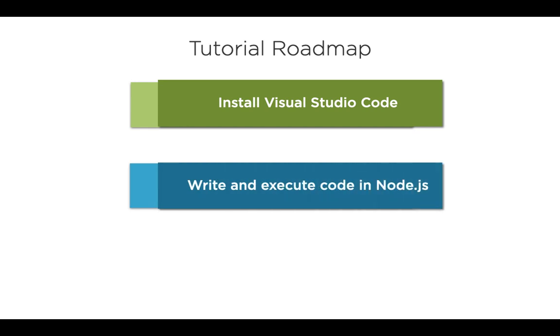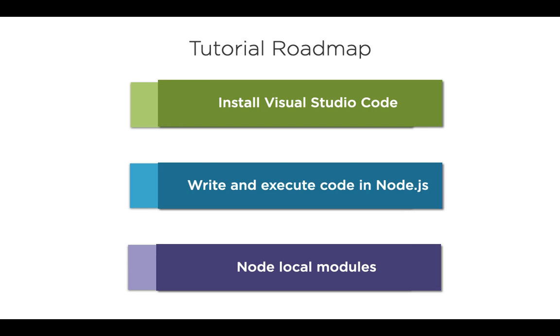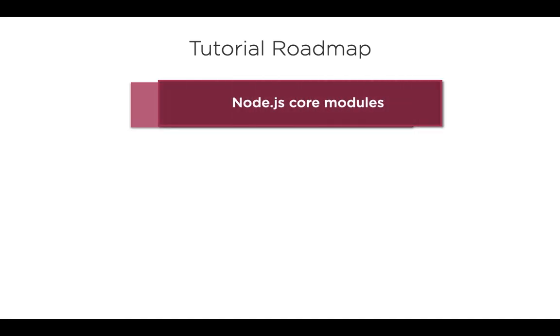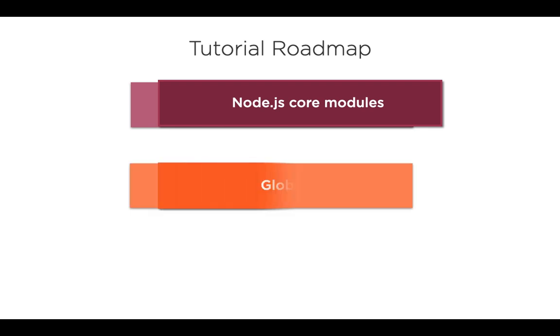Then, we will jump into writing and executing code using Node. Next, we'll dive into what Node modules are and create some local modules. We'll understand the mechanism by which one module can consume variables and methods from another one. We'll next look at some useful core modules Node provides and demonstrate them in our code. We will understand the global object in Node.